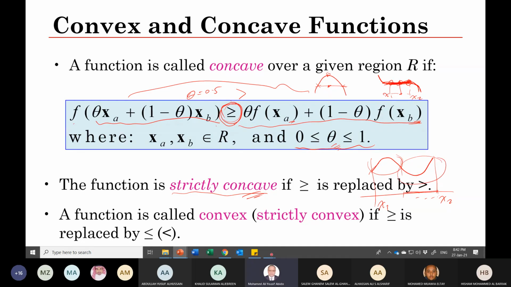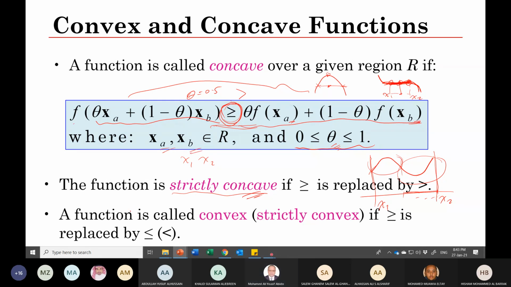So you are interested in a certain range. Whatever theta is, if you take theta between 0 and 1, whatever the value, and you found this is valid, the function is concave over this range of x1 and x2.